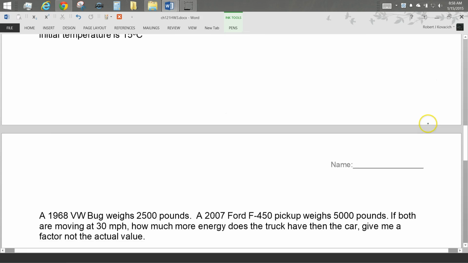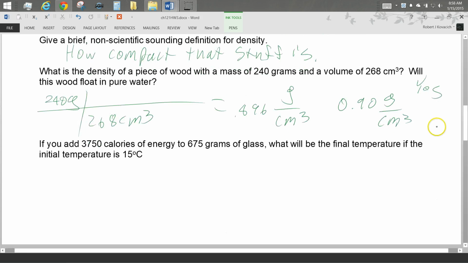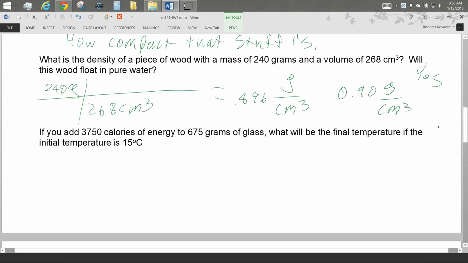What else we got here? Okay. If you add that many calories to that amount of glass, what's the final temperature going to be if the initial temperature is that? Okay, so what am I trying to calculate? Final temperature. I'm trying to calculate a temperature unit. All right, so you needed to look up what the specific heat of glass was. What'd you guys come up with?